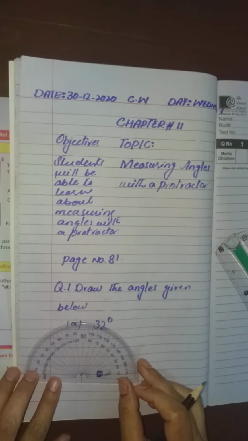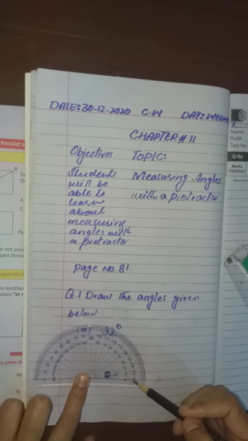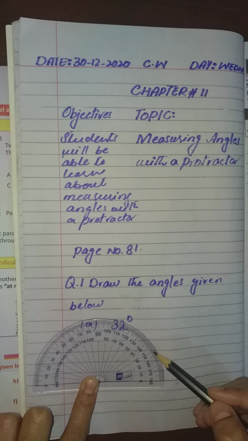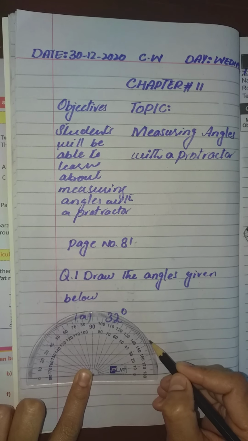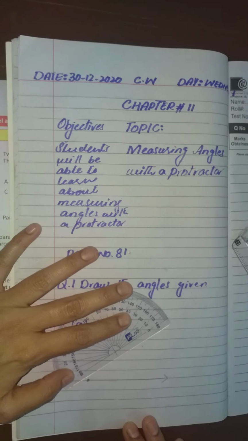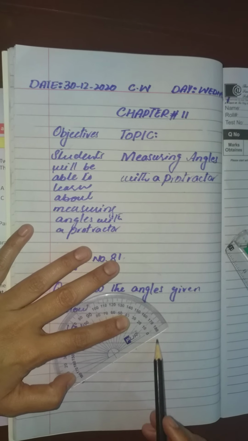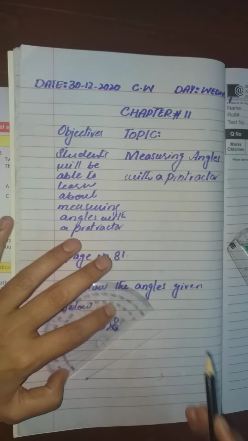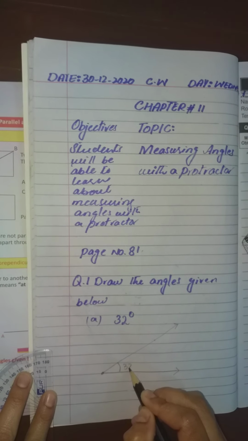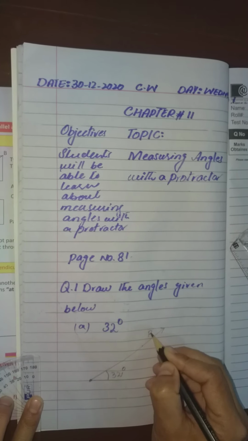On the line draw the angle of 32: 0, 10, 20, 30, 31 and 32 degree. Join this dot with the end point of the line. This angle is of 32 degree. Write the name of ray A, B, O.